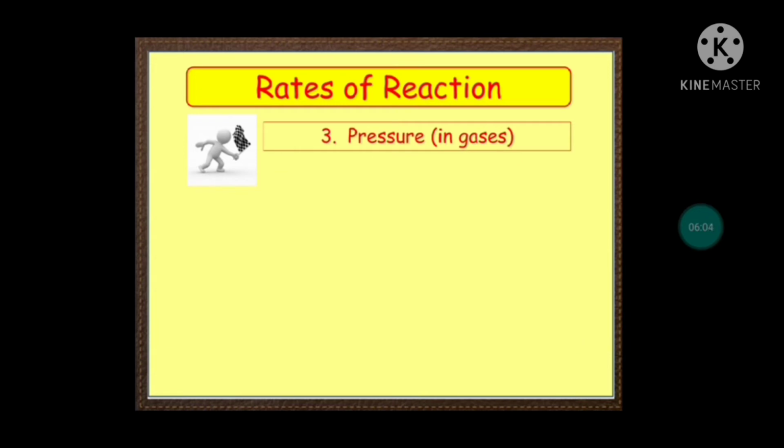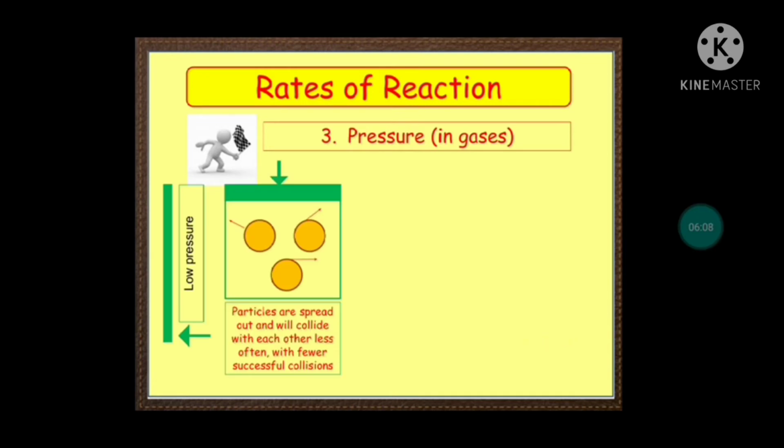Now the third factor is pressure, in the case of gases. For example, here the particles are at low pressure, so they are far away from each other, they are not colliding, or we are not getting a successful collision.